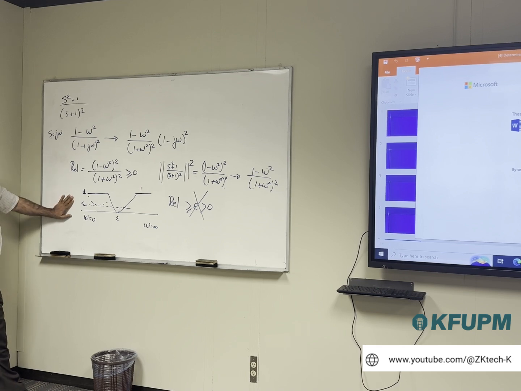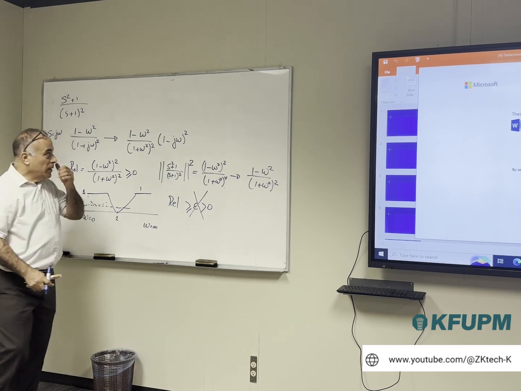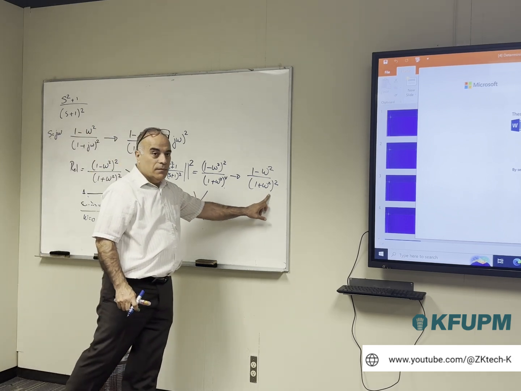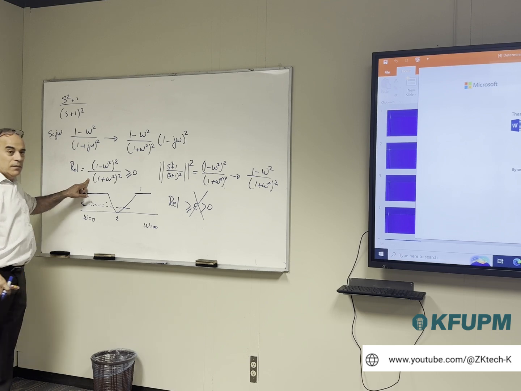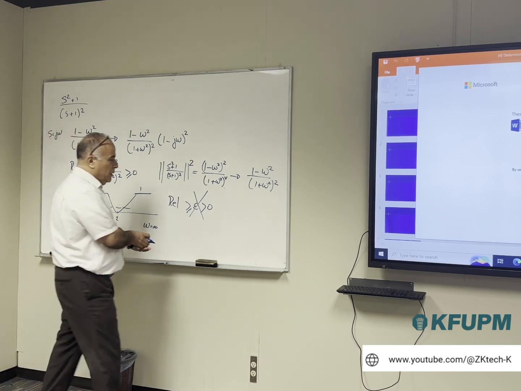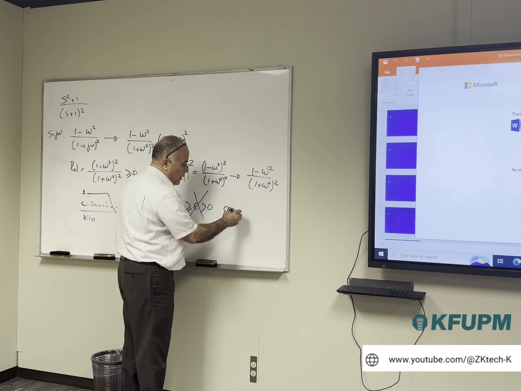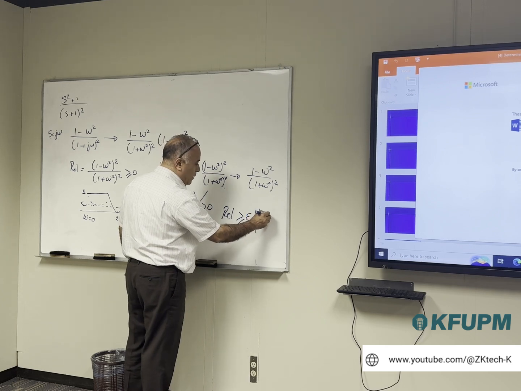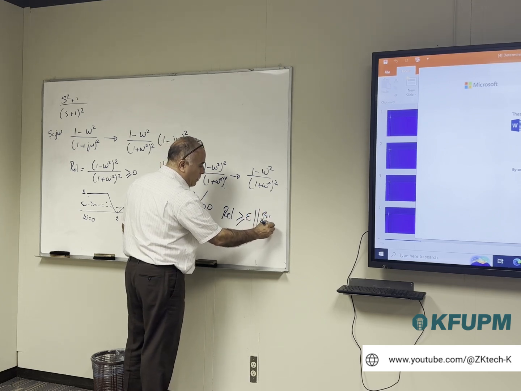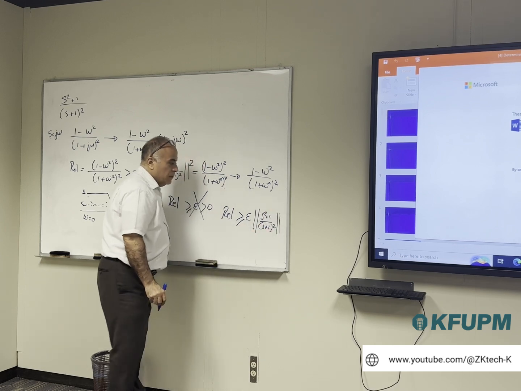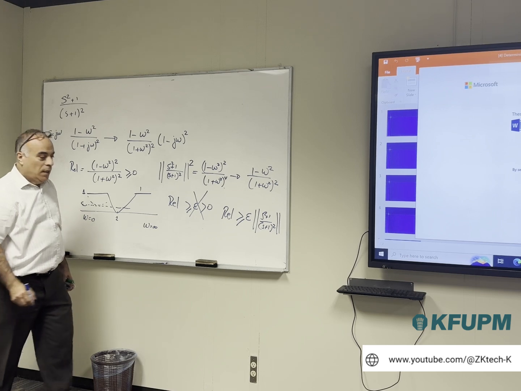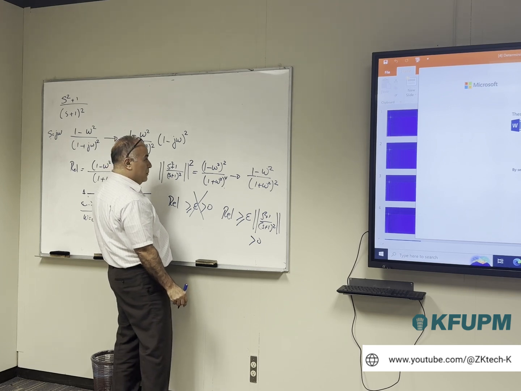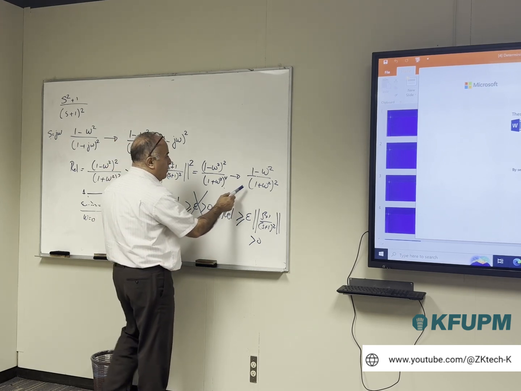Now the other condition that we have to look at is to compare the real part to the amplitude of the system. And they are equal. So I can say that the real part is bigger or equal to epsilon multiplied by the amplitude of (s squared plus 1) over (s plus 1), the whole thing squared. Right? And this is always positive, of course, based on what we have found here.